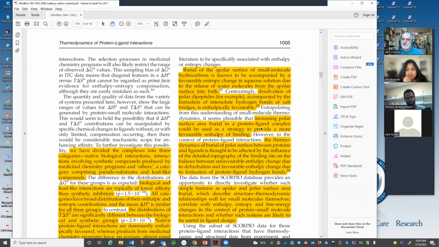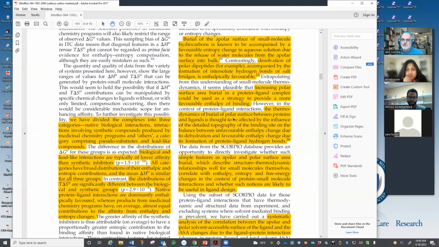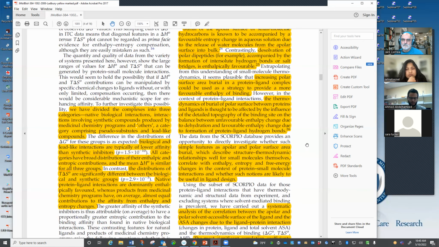And so they're arguing that if you increase polar surface area in some way, you will affect the enthalpy. But the thermodynamics of binding is thought to be affected by the influence of the detailed topology of the binding site. Yeah, and so all of this is basically saying what I've already said. It's basically saying that modifying the polar surface is primarily going to modify hydrogen bonding and enthalpic interactions in a simple way.